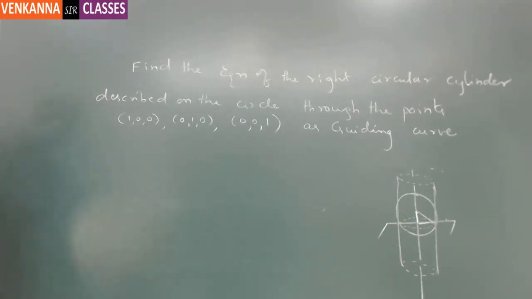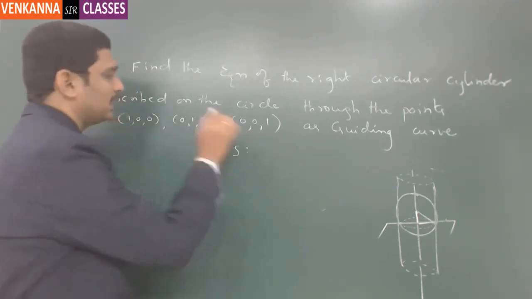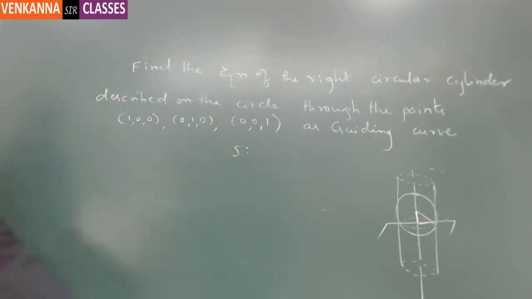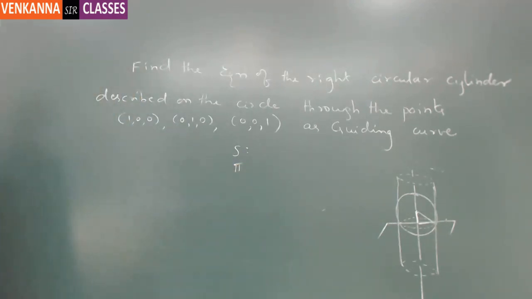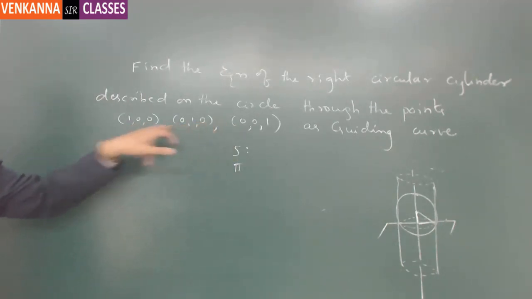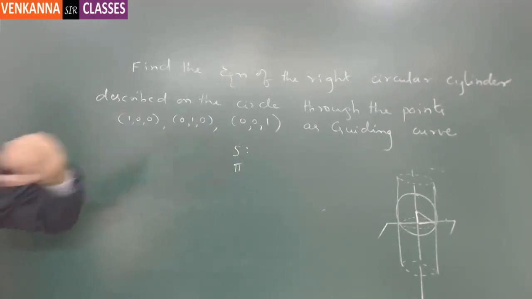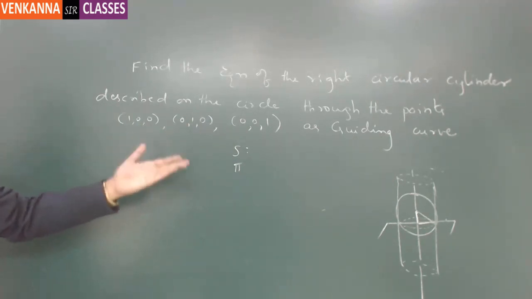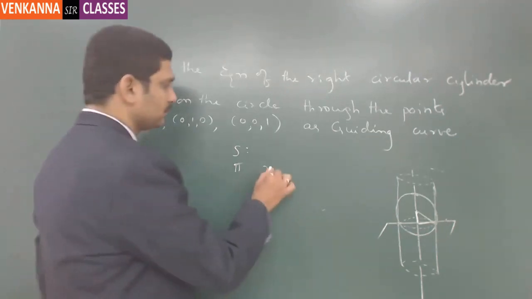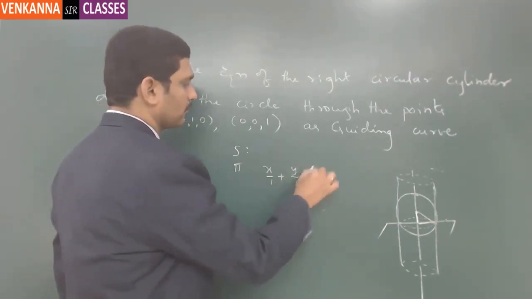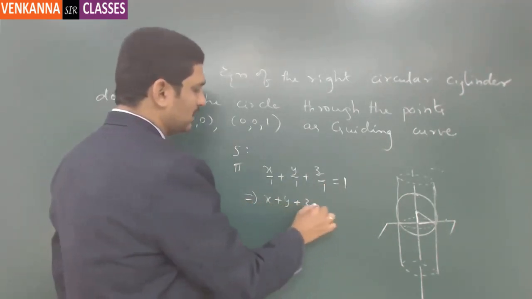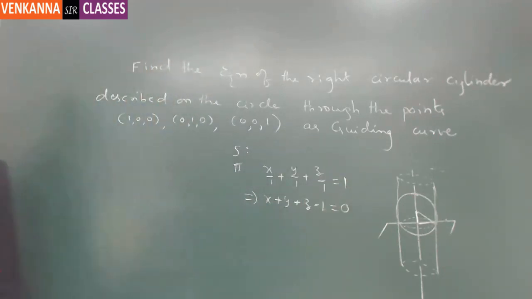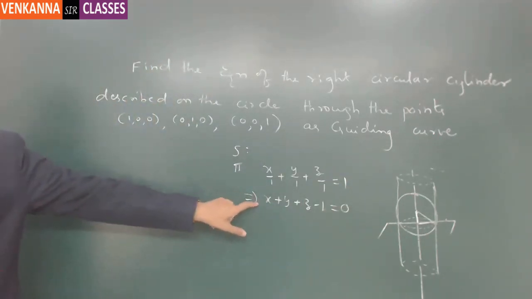So here my intention is to write a sphere equation passing through the points and a plane equation passing through the points. If you just observe, these are nothing but the intercepts made on the axes, so the equation of the plane is nothing but x plus y plus z minus 1 equal to 0. This is the equation of the plane.